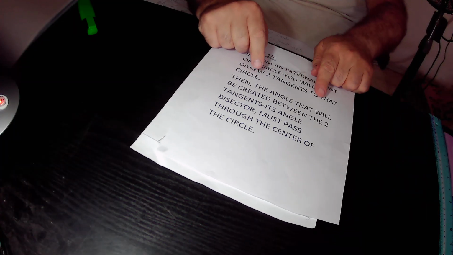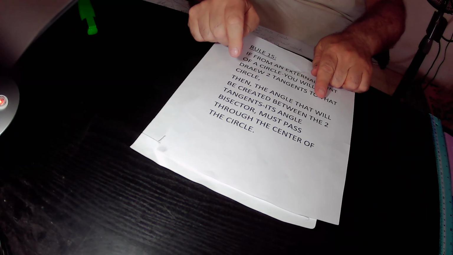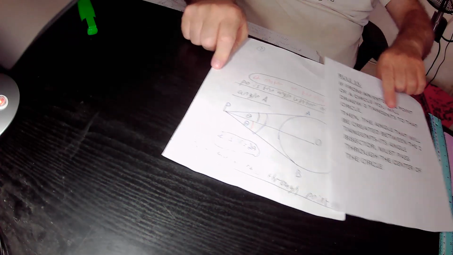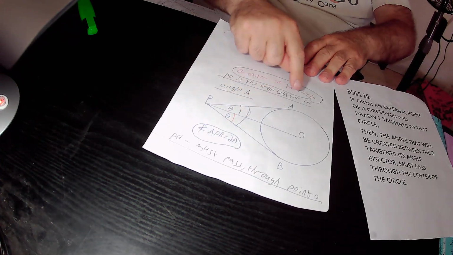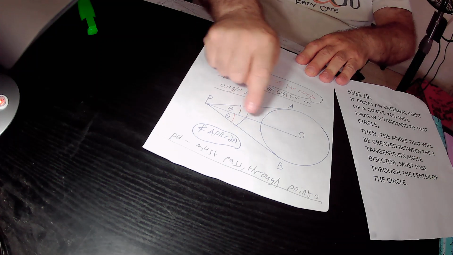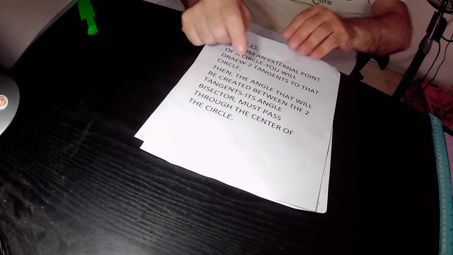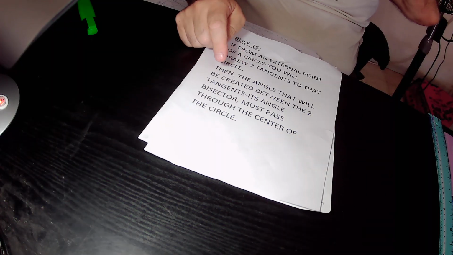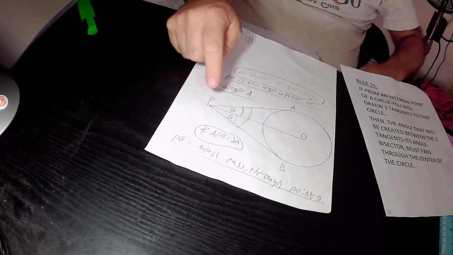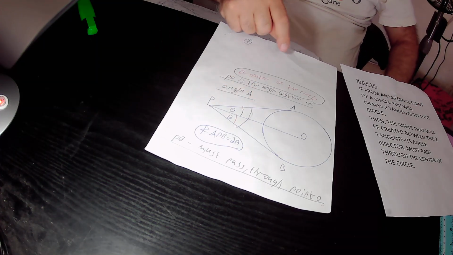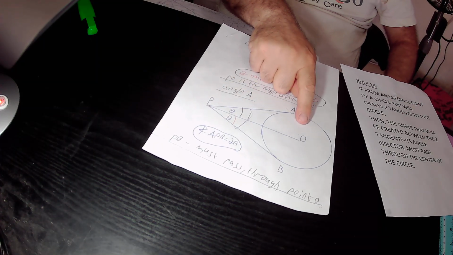Then the angle that will be created between the two tangents, that is to say, the angle created between the tangent PA and tangent PB is of course this angle. And according to this rule 15, its angle bisector must pass through the center of the circle. So the angle bisector of this angle APB must pass through point O, that is the center of this circle.